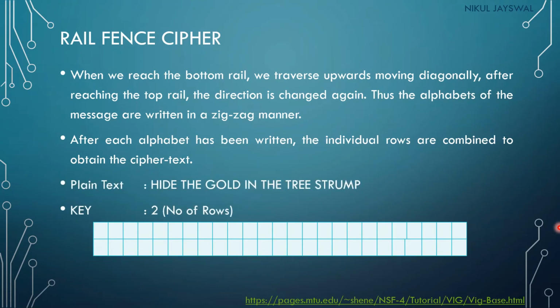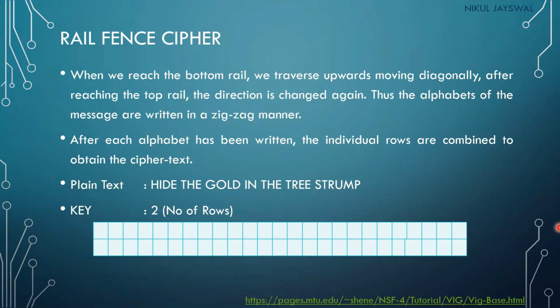So let's take an example. Our plain text is "hide the gold in the tree stump." Now the key is 2. That means we are going to use 2 rows to arrange the plain text in a zigzag manner. So all of you know what a zigzag is.